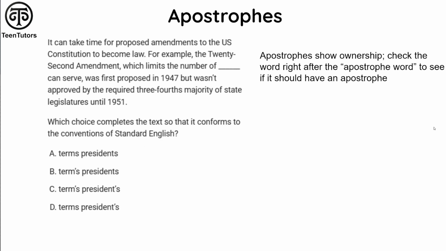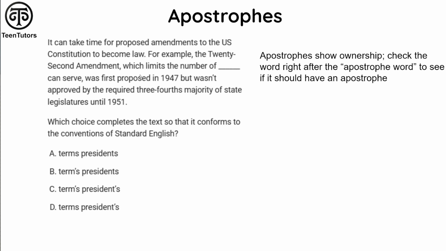Remember, we should not have verbs being owned. Okay, a verb cannot be owned. Additionally, we basically always just look at the word right after that word. Okay, in real writing, that's not always the case, but on the SAT, that will be the case. So let's read this. It can take time for proposed amendments to the U.S. Constitution to become law. For example, the 22nd Amendment, which limits the number of terms presidents can serve, was proposed in 1947, but wasn't approved by the required 3/4 majority of state legislatures until 1951.